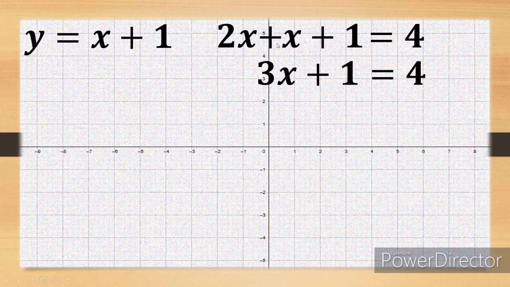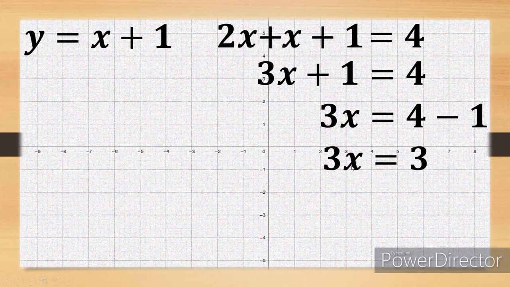Simplifying, we have 2x plus x is 3x plus 1 equals 4. We have 3x equals 4 minus 1. So, 4 minus 1 is 3. So, our x now is simply 1. And this is the value of our x.